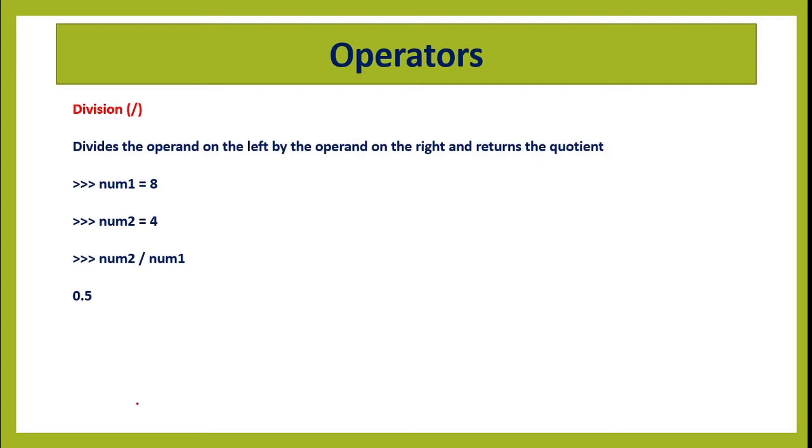So the next one is division. So this one divides the operand on the left by the operand on the right and returns the quotient. See the example, num1 equal to 8, num2 equal to 4. So we are doing the division here, num2 divided by num1. Okay, num2 value is 4, num1 is 8. So what is the answer? 1 by 2. So 1 by 2 means it is 0.5. Okay, so it returns the quotient. It is normal division.